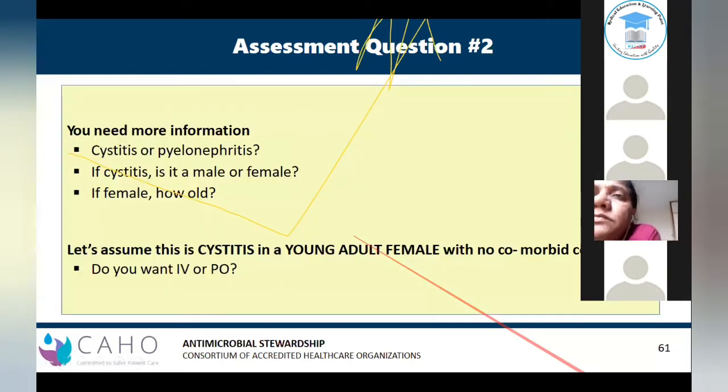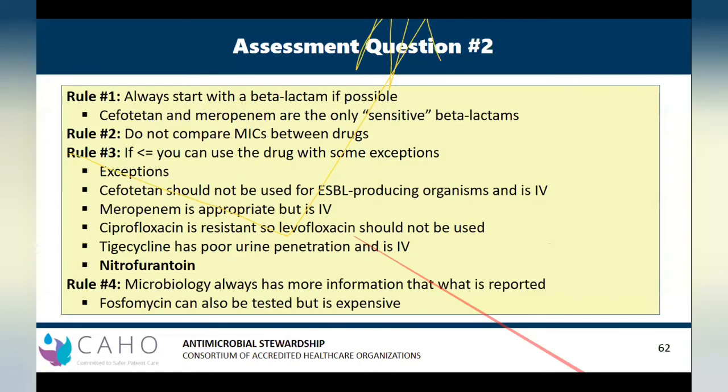Now we need more information on whether it is cystitis or pyelonephritis. If cystitis, whether it's a male or female, and if female, how old she is. Let's assume this is cystitis in a young adult female with no comorbid condition. Then you should think whether you want an IV route or oral route. Now, regarding the selection of antimicrobial, consider that this urine culture with Klebsiella is ESBL producing.